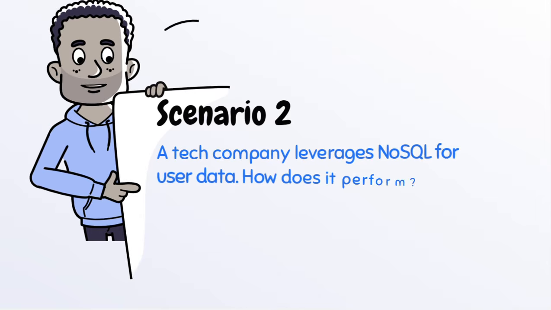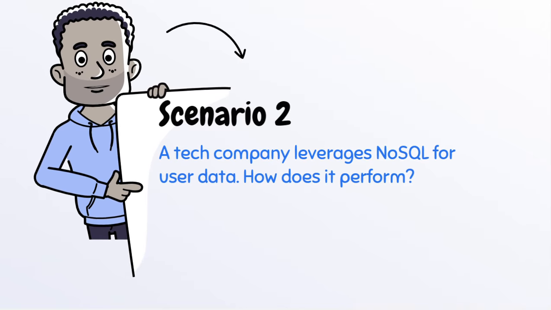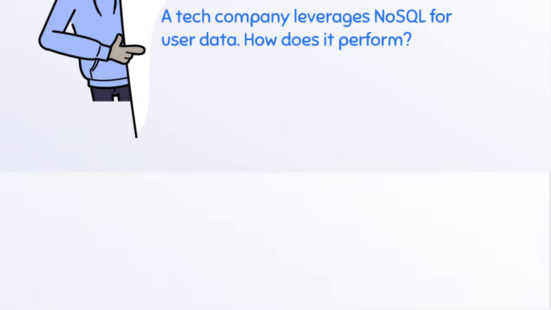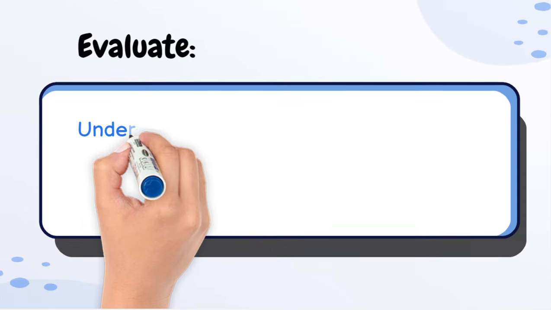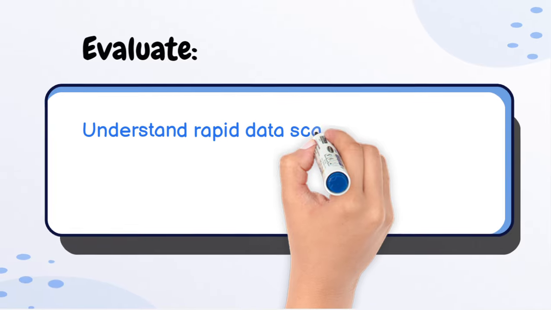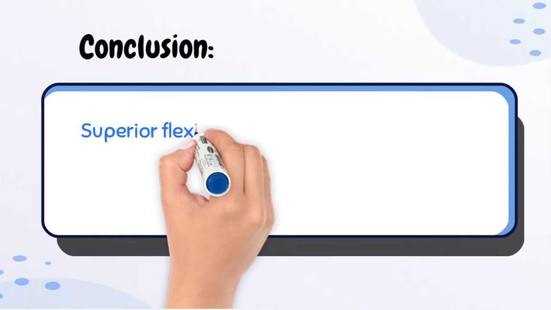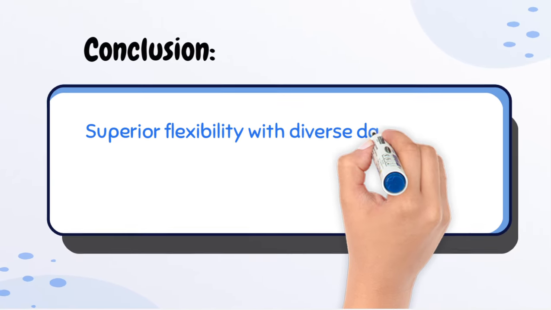A tech company leverages NoSQL for user data. How does it perform? Evaluate. Understand rapid data scalability. Conclusion. Superior flexibility with diverse data types.